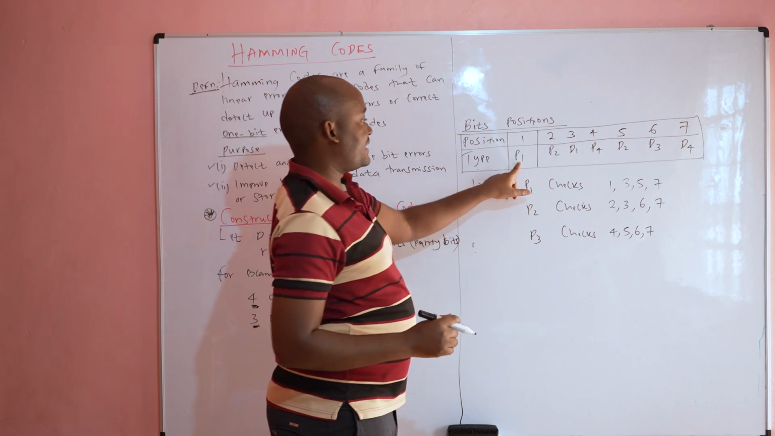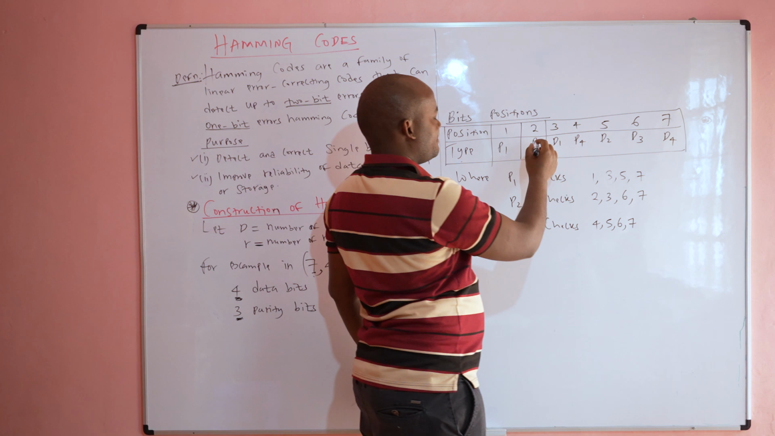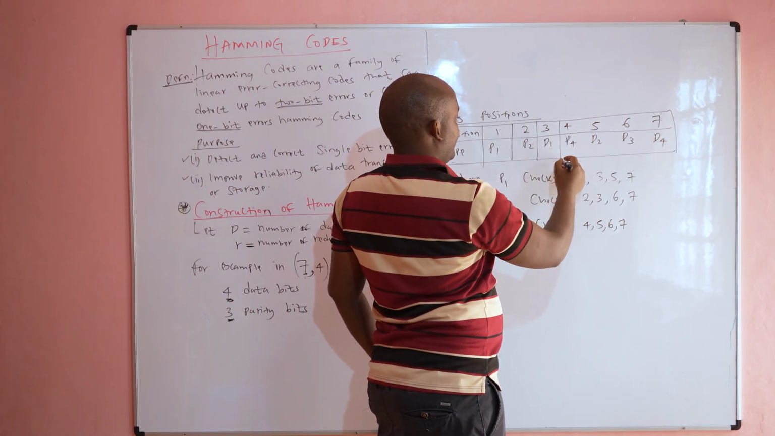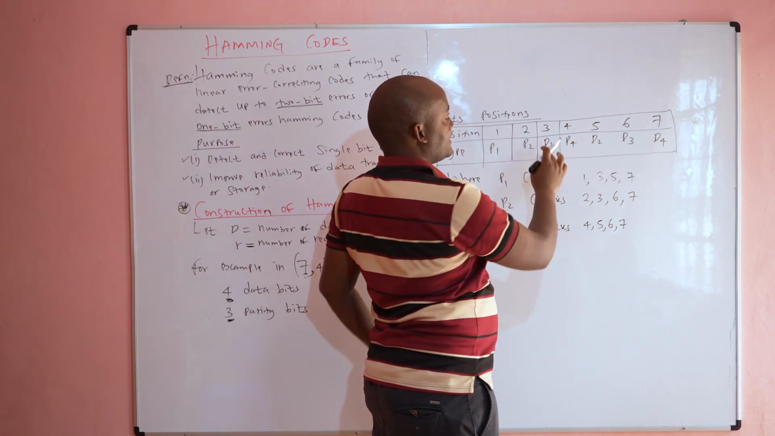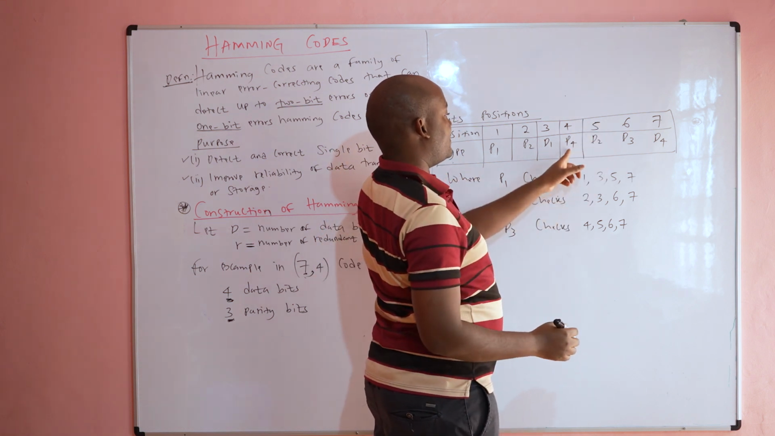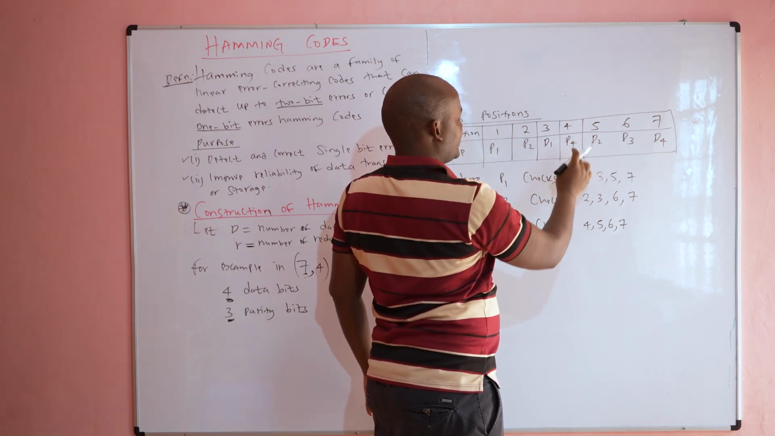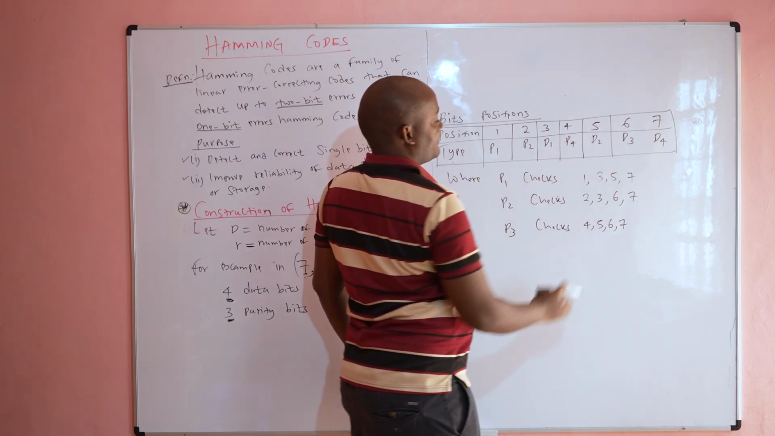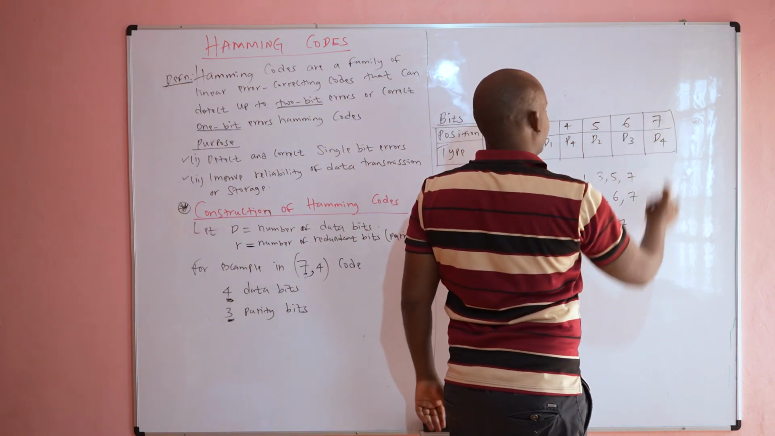That is an example of a parity bit. Position number 2 is represented by P2, which is parity bit 2. Position number 3 is represented by D1, which is now the data, or part of the data. Position number 4 is P4, another parity bit. Position number 5 is D2, which is a data bit, the same with position number 6 and number 7.